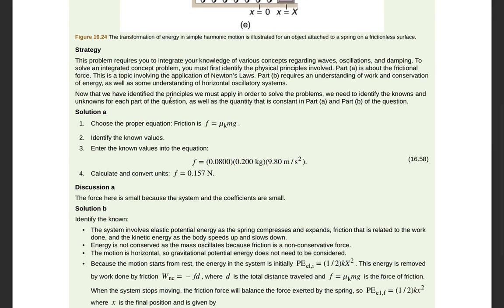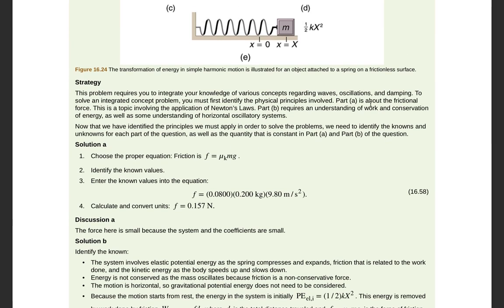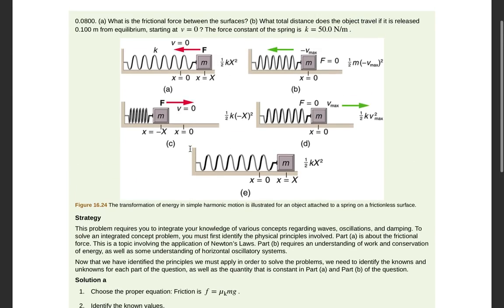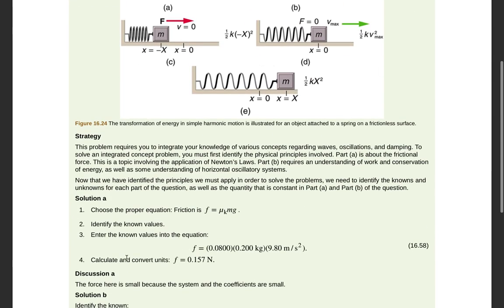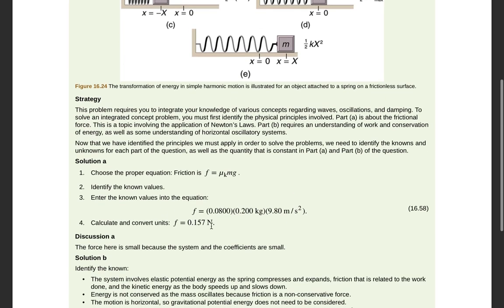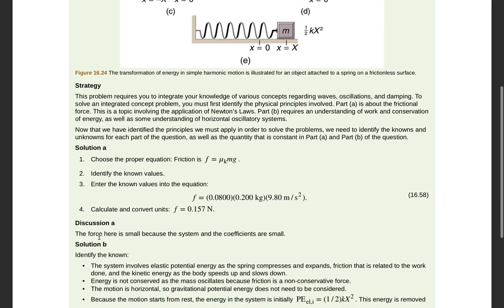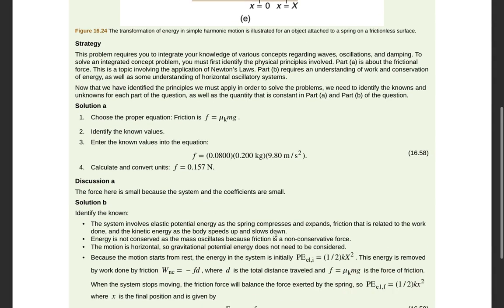So our solution for A, we are going to choose the proper equation. So friction is going to be mu k mg, right? So real quick, part A is about frictional force. So this is why we involve friction right off the bat. So enter the known values. We know that mu k is 0.08. We know mass is 0.2, and we know g. So our force here is 0.157 newtons. So here the force is small because the system and the coefficients are small.